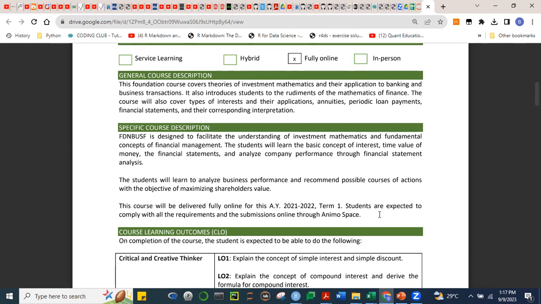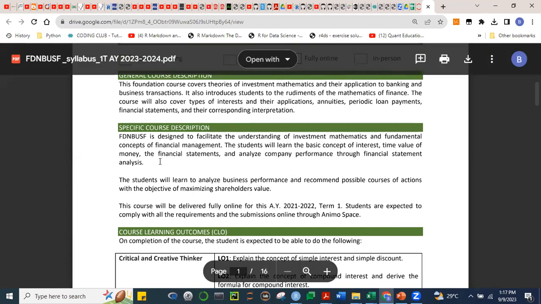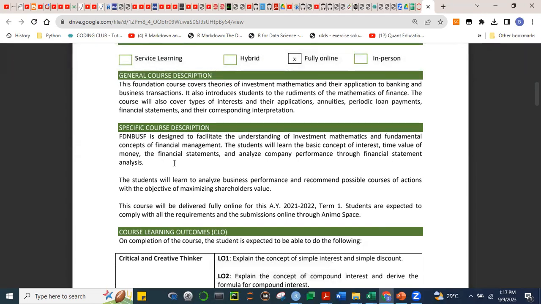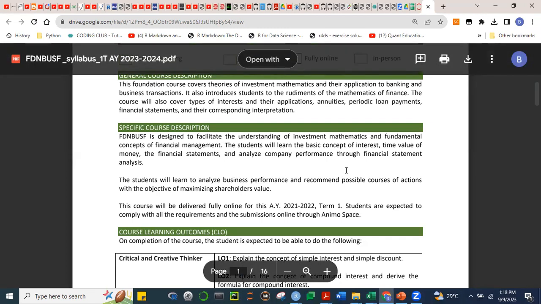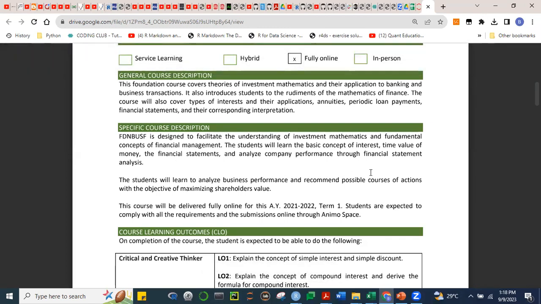So that's the main objective of this course, for us to understand the concept of interest, the concept of time value of money. Later on, we'll understand that you would prefer 1 million today as compared to 1 million after 1 year. Of course, if you get 1 million now, you can put it in an investment so that after 1 year, it will be more than 1 million. So that's the concept of time value of money, which we're going to look into in this subject.